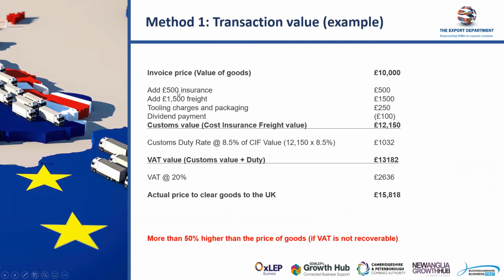I think I've given this example before, but it just reiterates, and you can read through it on the slides when you get them from Sam later. But it just reiterates that we're taking the price of the goods. We add all of our freight and insurance, any additional charges like tooling charges or packaging that's not represented on the commercial invoice. We can make a deduction for dividend payment, and then we get our CIF value. And it's on the CIF value that the duty, which here is 8.5%, is applied. And then that duty is added to the CIF value, and that gives us our VAT value, and that's what our VAT's applied to. So the actual landed cost of the goods, or the price to clear the goods in the UK, is over 50% higher than it looked on the commercial invoice if the VAT isn't recoverable. And we'll come on to VAT in a little bit. Okay, so that's the transaction value.